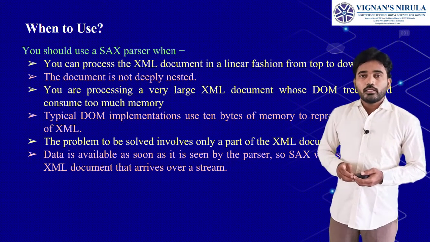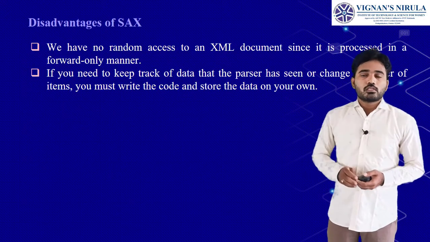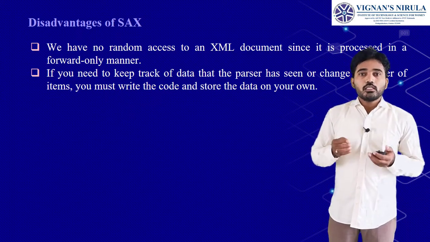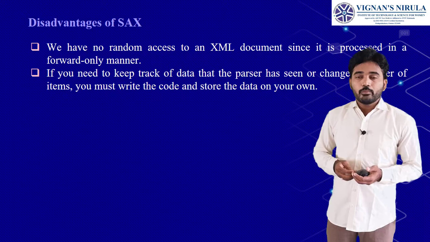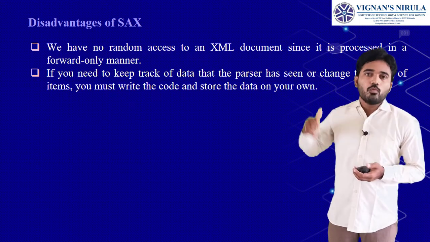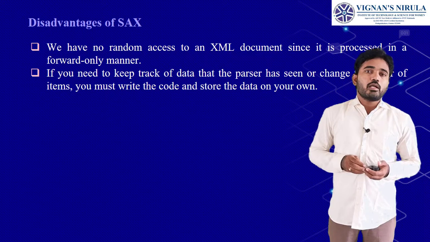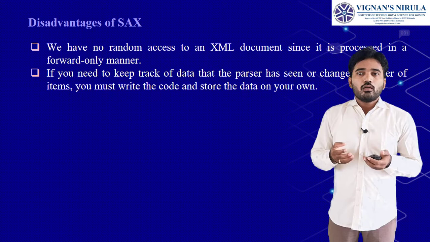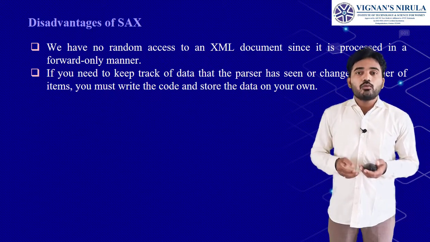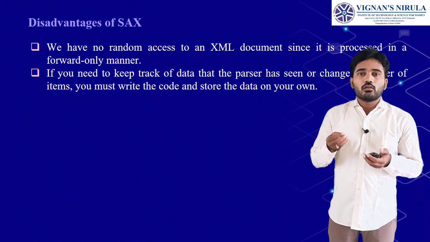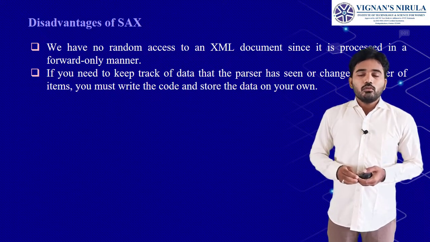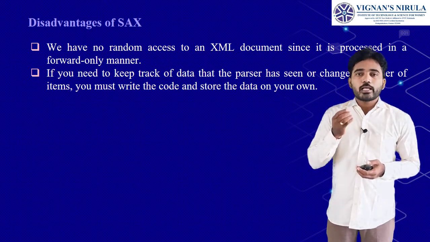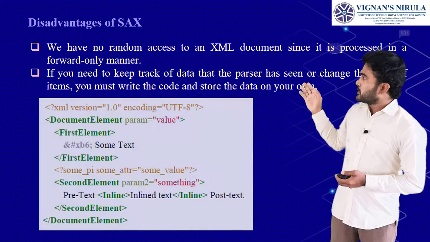Now let us discuss the disadvantages of SAX. We have no random access to the XML document since it is processed in a forward only manner, that means in a sequential manner from top to bottom. Another disadvantage is that if you need to keep track of the data that the parser has seen or change the order of the items, you must write the code and store the data on your own. Understood? Coming to this SAX parser, let us discuss how it works by using this example.